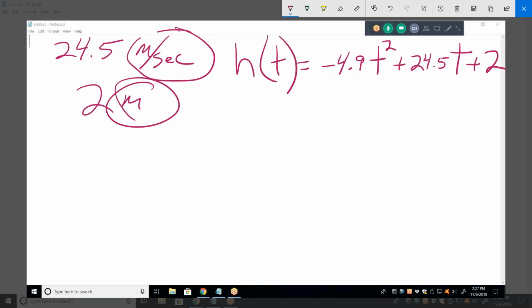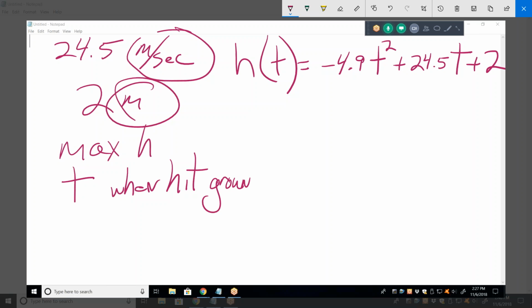Okay, what are they? Find the maximum height. Okay. Okay. Okay, at 20 feet? Okay.